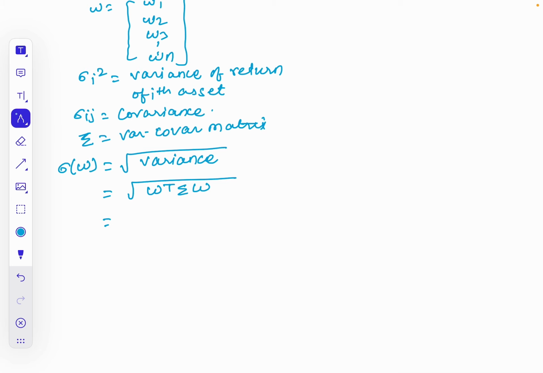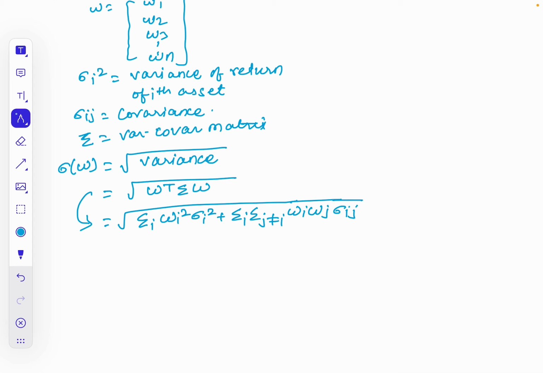And it can also be written as summation for all i, weight i square into sigma i square, plus for all j not equal to i, weight i into weight j into covariance of i and j. Okay. So now you may wonder, how did we write this?